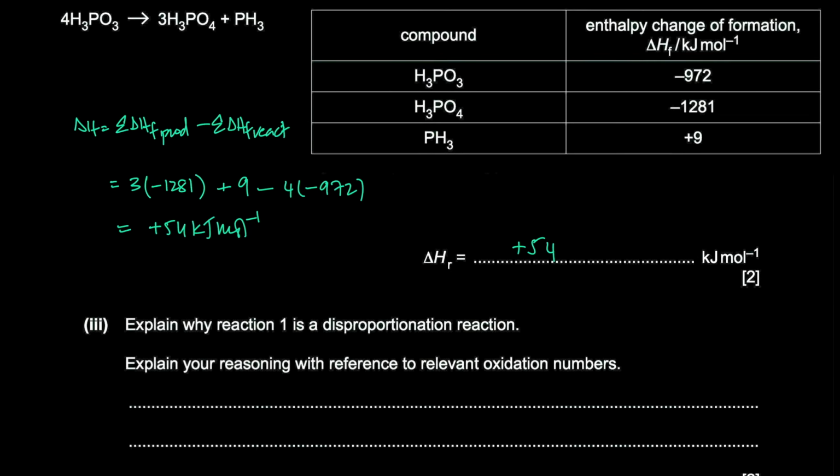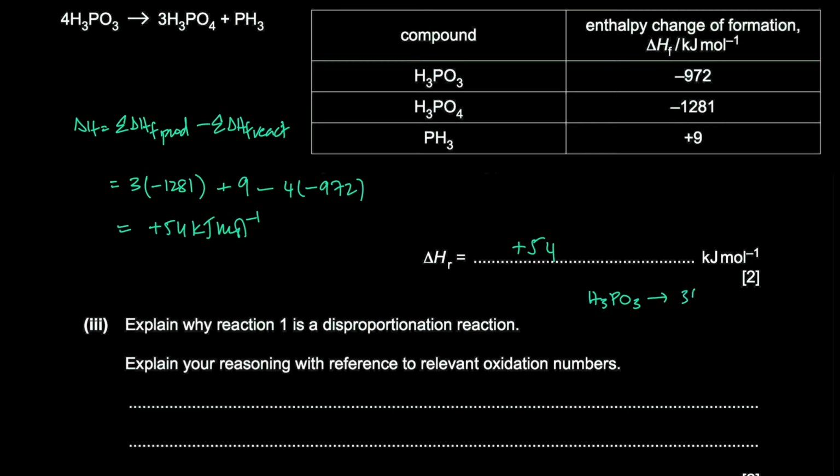Explain why reaction 1 is a disproportionation reaction. Explain your reasoning with reference to relevant oxidation numbers. Now, a disproportionation reaction is a reaction in which a single species undergoes both oxidation and reduction simultaneously. In this reaction, oxygen is -2 throughout and hydrogen is +1 throughout, so it must be the phosphorus that's undergoing disproportionation. And we can check. If you talk about H3PO3, phosphorus has an oxidation number of +3.